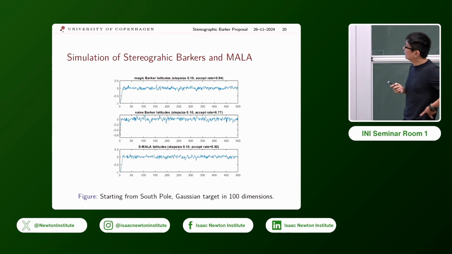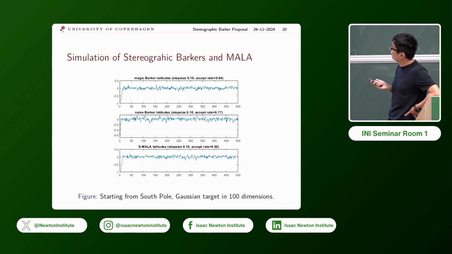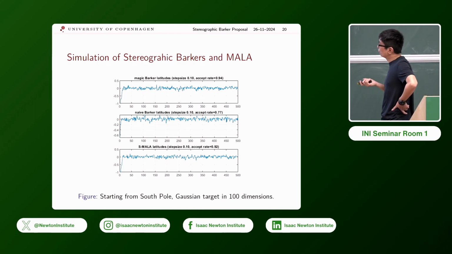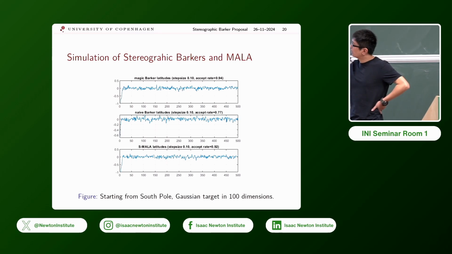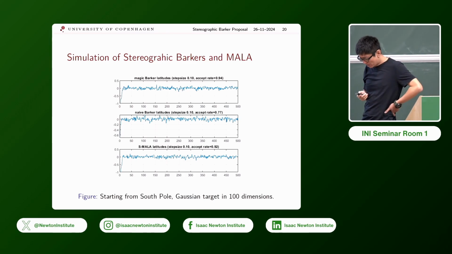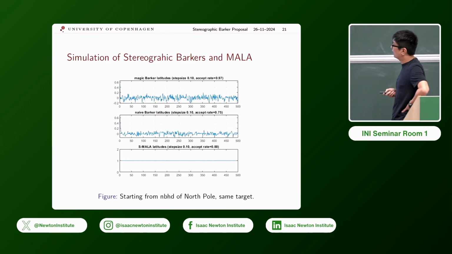So the second simulation, for this particular example, all these 3 algorithms start from the south pole, so they start from latitude equals -1. In the next example, I will do the same simulation, but I will start all these 3 algorithms from the north pole. So this is basically the result.